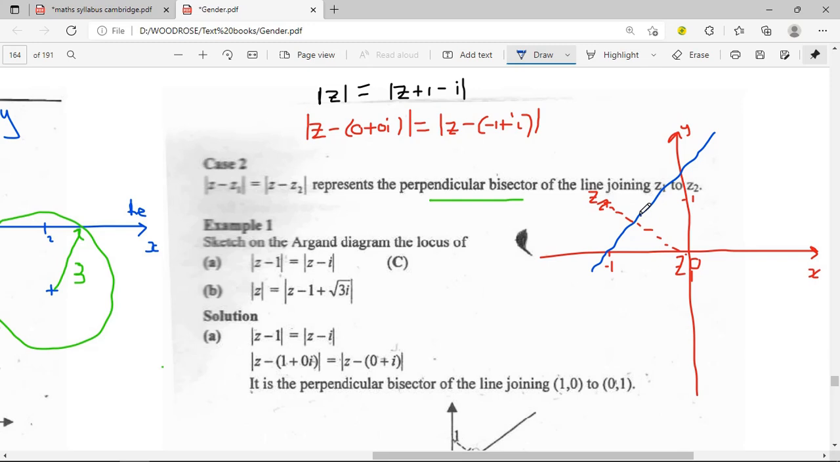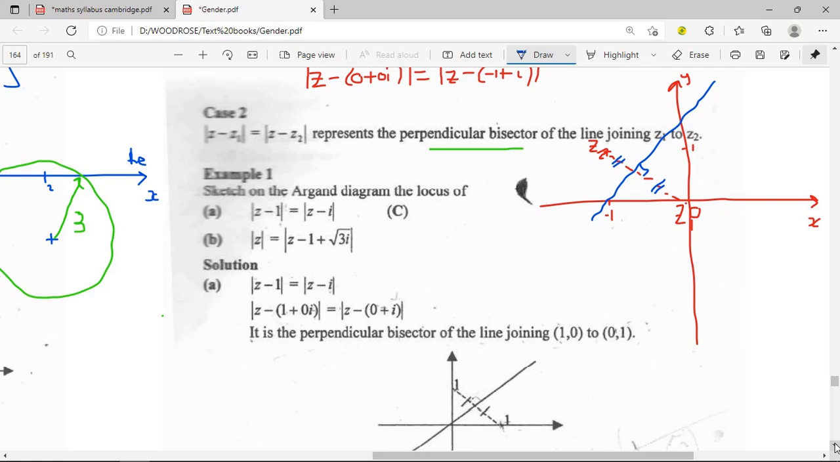Then how do you show that it's perpendicular? Just put a right angle. Then you put this marking. I think you know this, that it means these lengths are equal, just like this. Then you'll be done. So you need to identify Z1 and Z2. After that, you join Z1 and Z2 using a dotted line usually. Then you indicate the perpendicular bisector. So case 2 is for the perpendicular bisector.